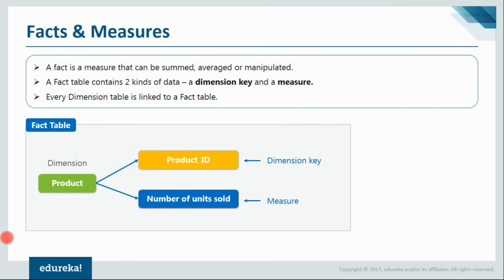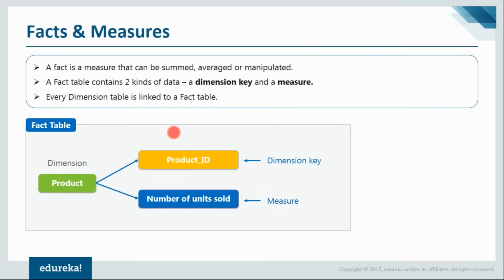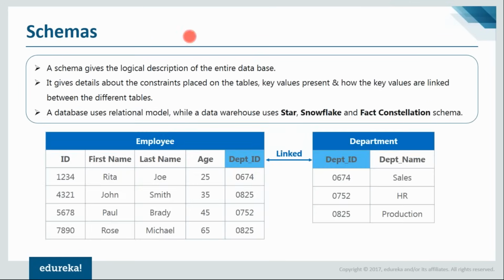All right. So moving on to the next slide, we have that of schemas. Okay. So if you remember what we spoke about, dimensions, facts, and measures, these are the important topics that will help you understand the whole concept of schemas. So getting back to schemas, a schema is basically that which gives the logical description of your entire database. It gives details about the constraints placed on the tables, the key values present, and how the key values are linked between the different tables.